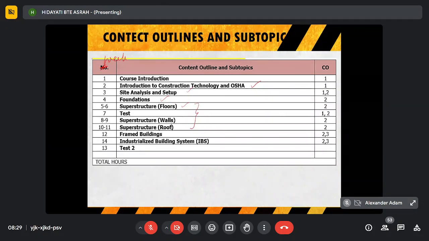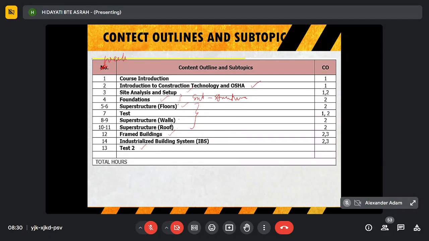These three, floor, walls, and roof, are considered under the superstructure. The foundation is considered a substructure. Any structure that is constructed below the earth surface is considered a substructure. Whatever is above the earth surface, we categorize as superstructure. In week 12 is the frame building, and last is the industrial building system, which is IBS. Then we will have test 2 in week 13. So you can see at the last column.